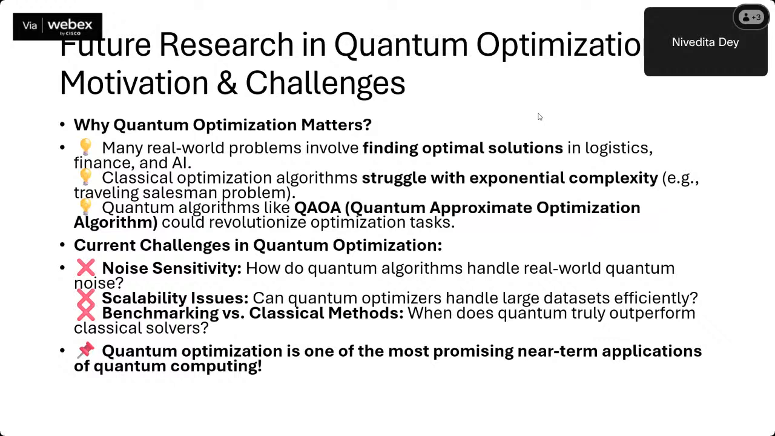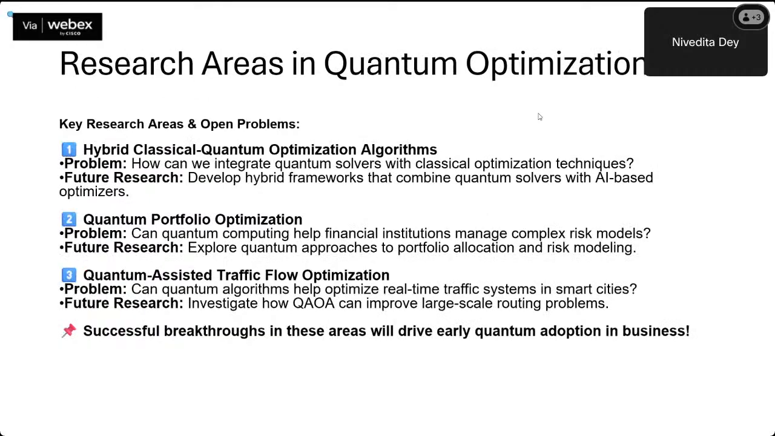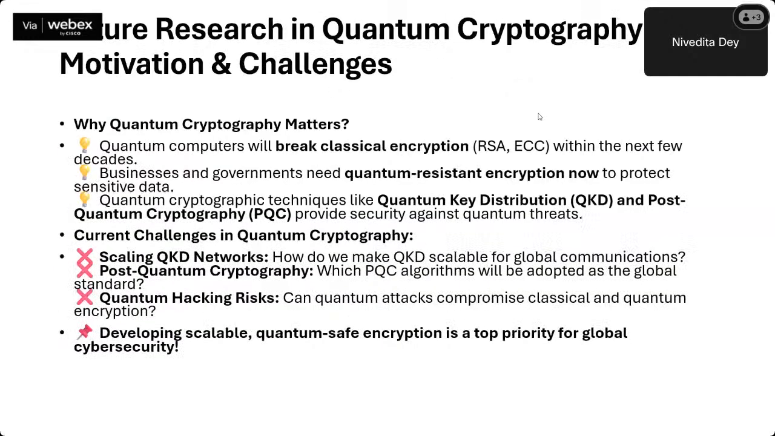That is also very difficult because none of them are really on the same page. It's just like comparing an apple and an orange. So you have to find a medium where both will agree in terms of something. So optimization is another very promising area. Hybrid ones, portfolio optimization, quantum assisted traffic flow optimization, all these things are there.